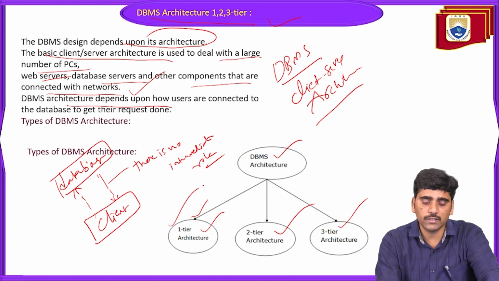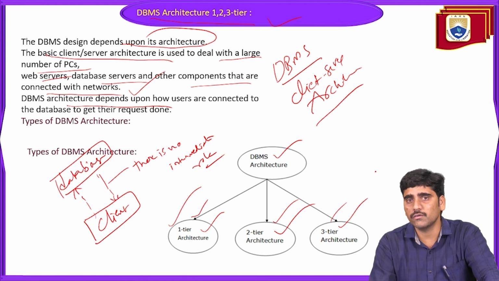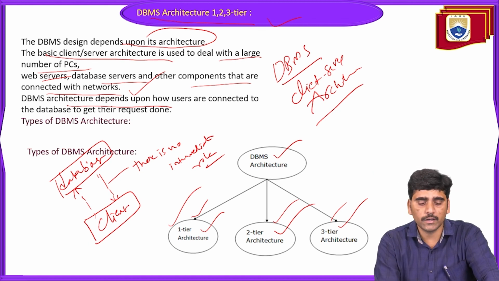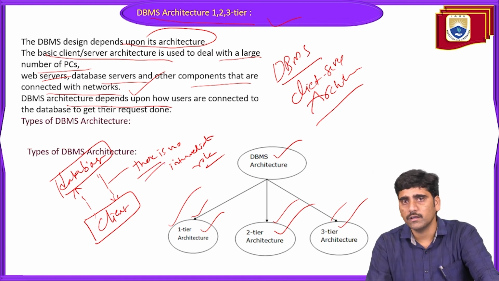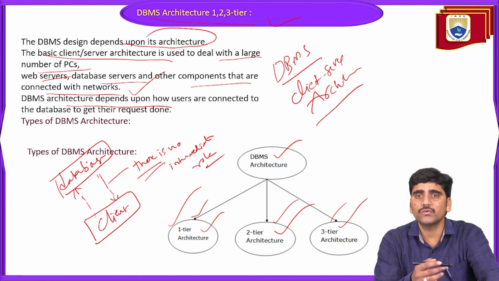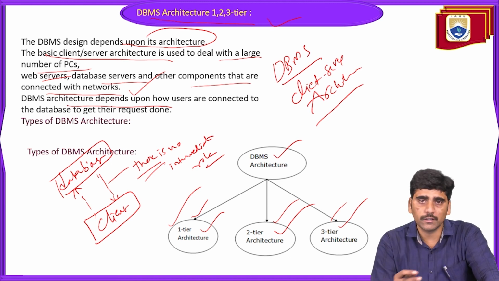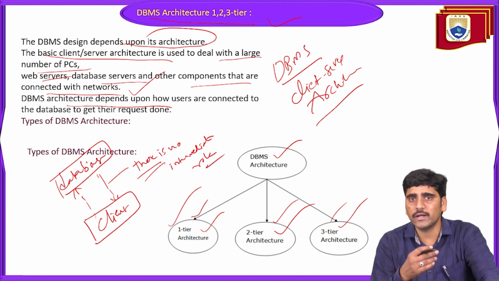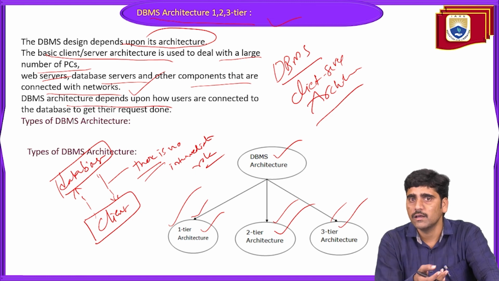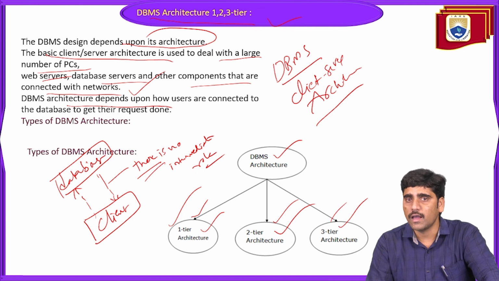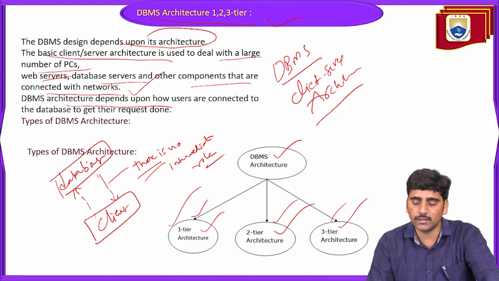So the first one is one-tier architecture, the second is two-tier, and the third is three-tier architecture. In one-tier architecture, as we said, there is no intermediate person contacting from client to server, client to database. We don't have any person or role interacting from client to database. We just write the queries on the screen and directly get the result on the screen, so there is no need for any handy tool to interact with the database.